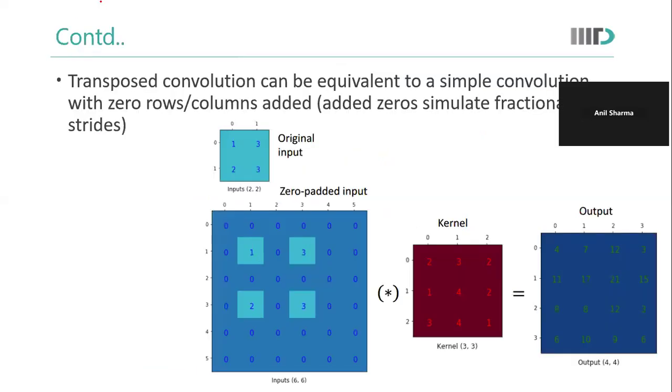Okay, so let's just see. Transpose convolution can be equivalent to a simple convolution with zero rows or columns added, adding zeros to simulate fractionally strided convolution. This is the original input. This is a zero padded input. And let's say we do the kernel multiplication, or the convolution, with it. Then this is the output that you will be receiving. So both can be equivalent if we add zeros to simulate the fractionally strided convolution. This is the original input. We add zeros in between, and then we'll get the same output.